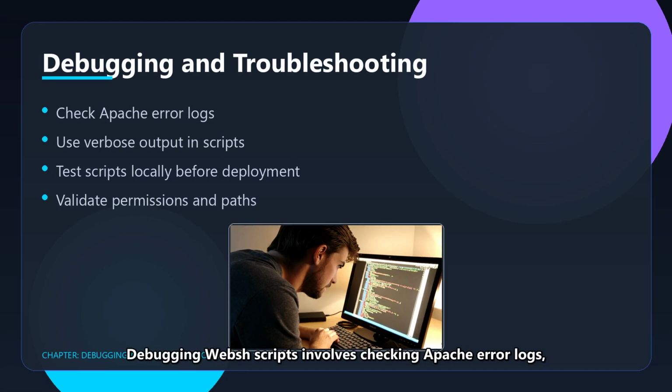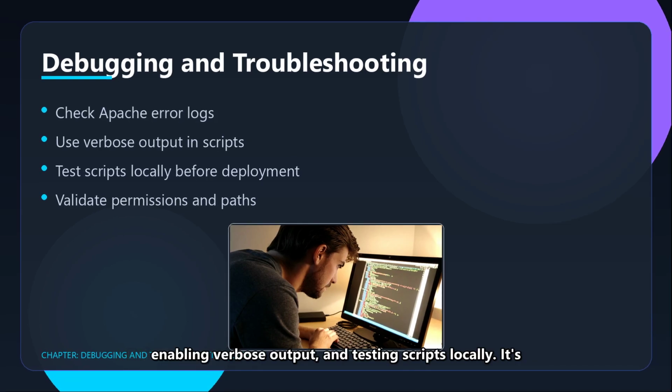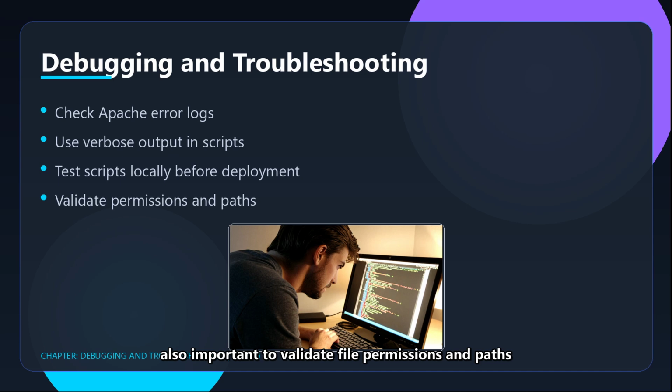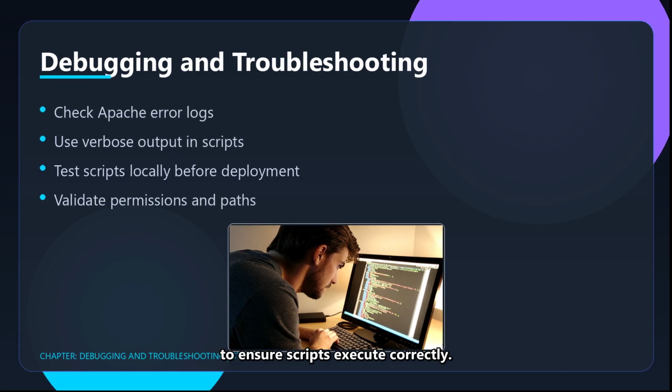Debugging Websh scripts involves checking Apache error logs, enabling verbose output, and testing scripts locally. It's also important to validate file permissions and paths to ensure scripts execute correctly.